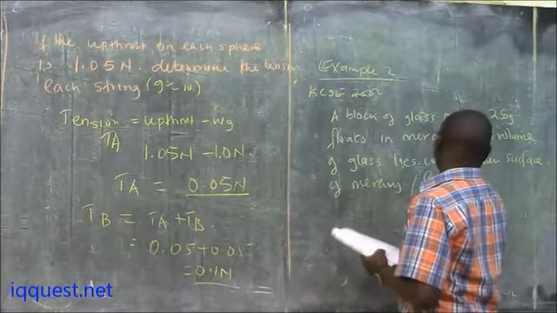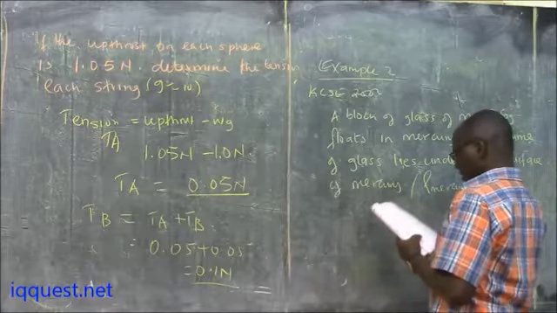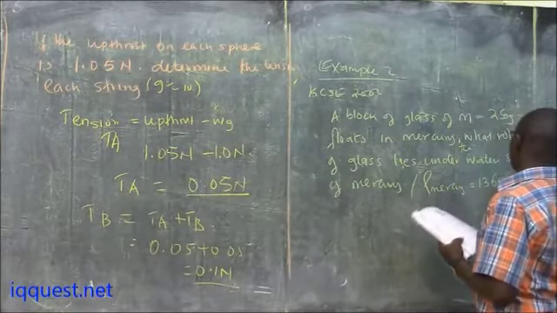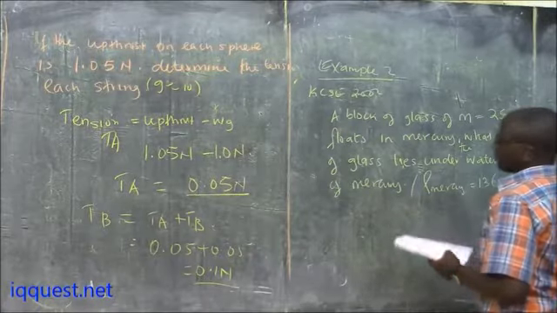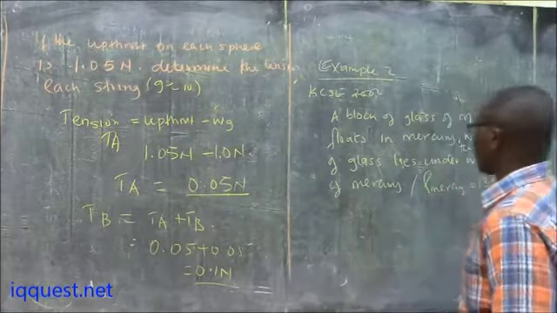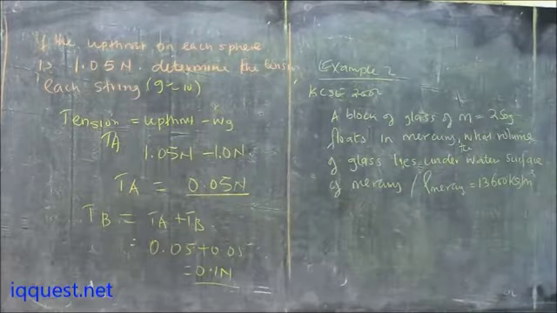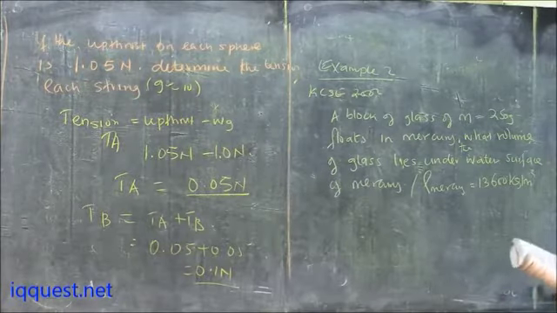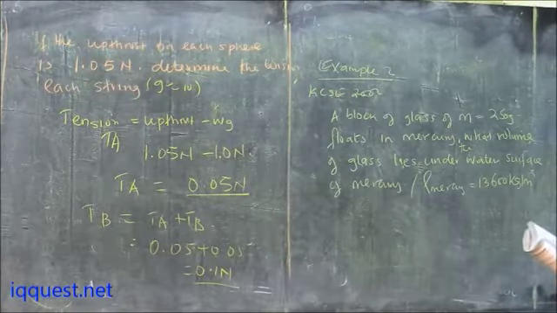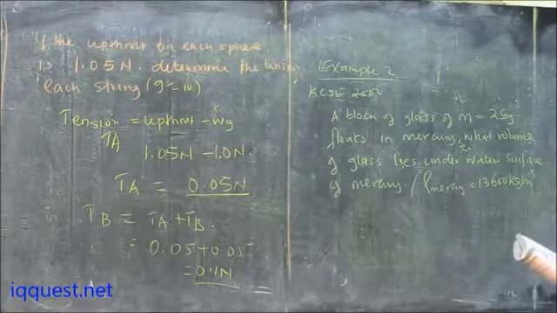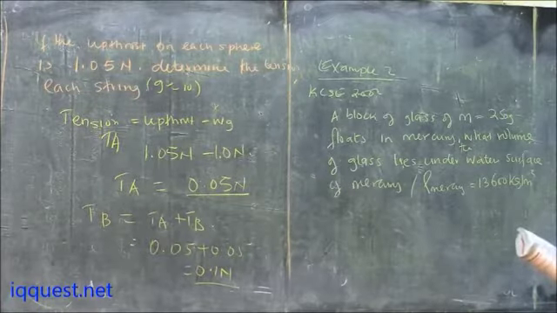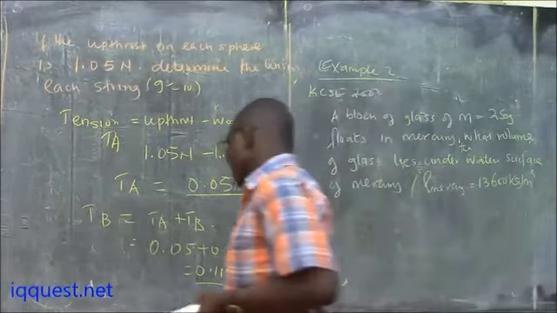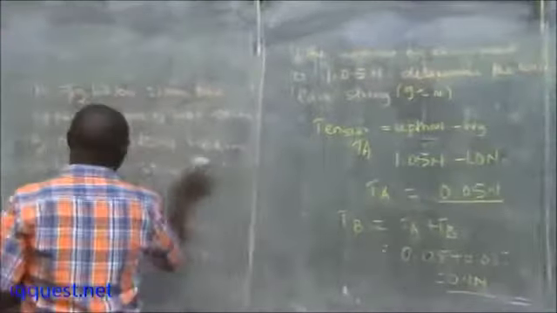And you are given the density of mercury is 13,600 kilogram per meter cubic. That's the question that we're going to look at. A block of glass of mass 250 grams floats in mercury. What volume of glass lies under the surface of mercury? Density of mercury is that. So in that question, let me try to sketch it here so that we see how we can work it out.